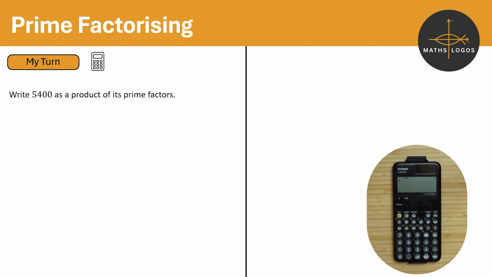In today's lesson, we're going to look at prime factorising using a calculator, and the calculator that I'm going to be using is the Casio FX991CW. So this is an A-level maths calculator if you're here in the UK, but you could also use a GCSE level calculator to do this.